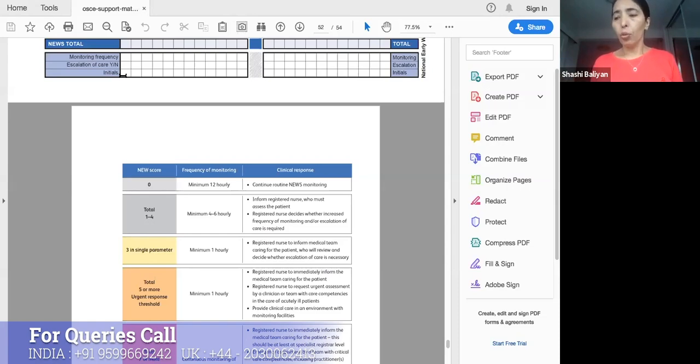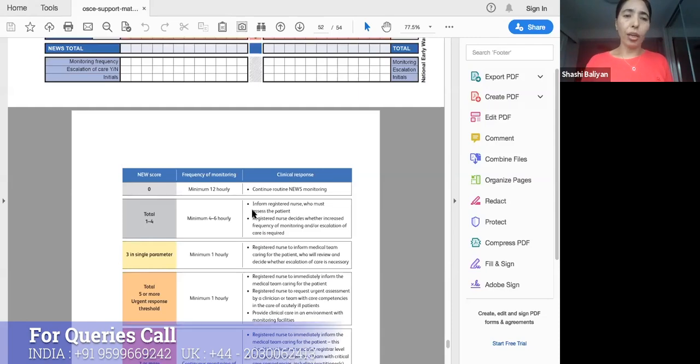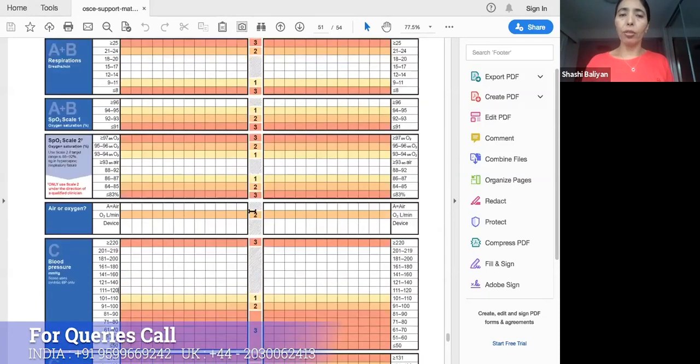So usually it is always better that while you are taking your observation, say if you took the temperature, as soon as you took the temperature, you have marked it in the chart itself. As soon as you have done the pulse, you have marked it in the chart itself. So that, A, you are not forgetting, and B, you are saving time. You are doing it side by side. Okay. So this is your NEWS chart, and this is how you will have to fill the NEWS chart.